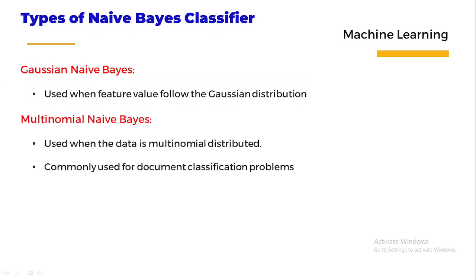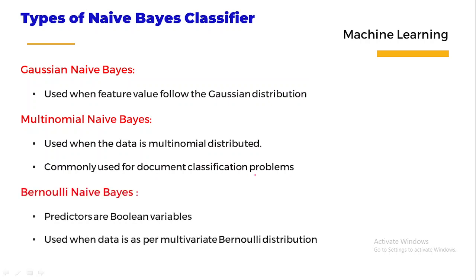The second one is the multinomial Naive Bayes. It is used when the data is multinomially distributed and is commonly used for document classification problems. Here the classifier uses the frequency of words as the predictors. Now the Bernoulli Naive Bayes. Here the Bernoulli classifier works similar to the multinomial Naive Bayes, but the predictor variables are independent Boolean variables, like yes, no, 0, 1, and it is used when data is as per the multivariate Bernoulli distribution.